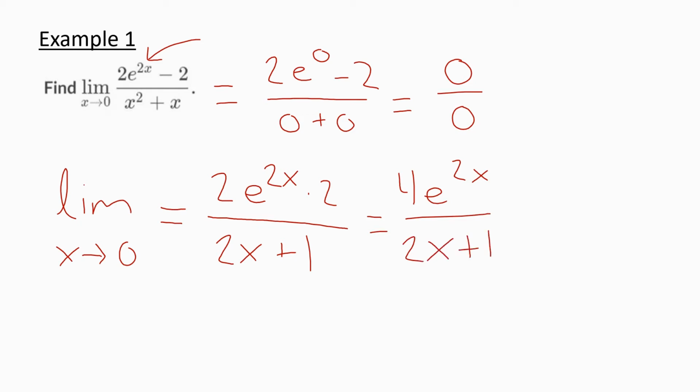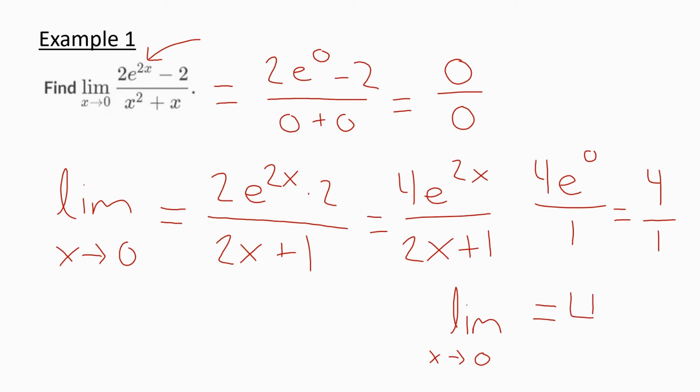And then from here, let's try plugging in 0 again. So that would be 4 times e to the 0, once again, divided by 2 times 0 is 0 plus 1 is 1. So we've made a bit of a development here. We're almost done. E to the 0 is 1, so that's 4 times 1 is just 4 divided by 1. We get that the limit as x approaches 0 of this function divided by another function is 4. So 4 is our final answer.